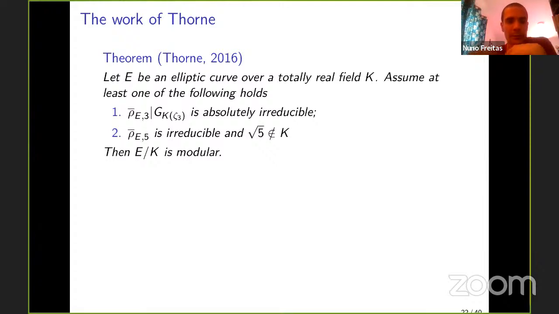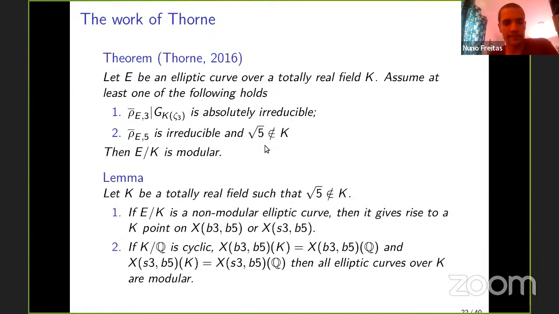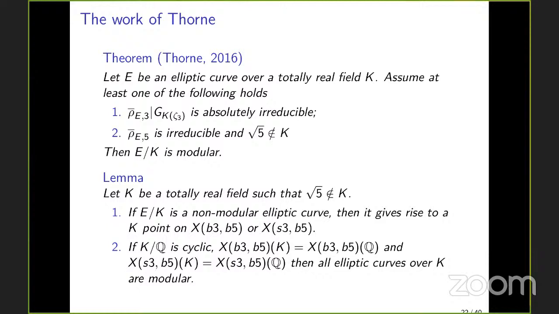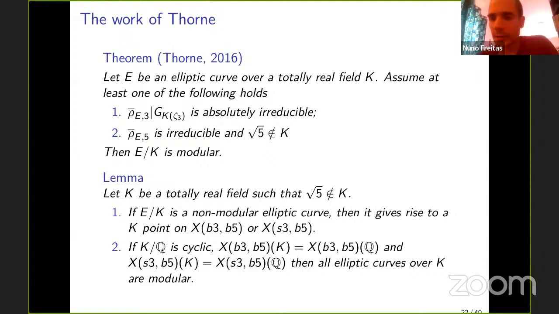Again, Thorne proved a modularity lifting theorem that is a technical statement, but when we replace everything by elliptic curves, it becomes simpler. In that case, we get this theorem. If E is an elliptic curve over a totally real field K, and at least one of the following 2 conditions hold: either the mod 3 representation has large image, or the mod 5 representation is irreducible and √5 does not belong to K, then the curve is modular. This theorem of Thorne actually replaces the previous theorem of Breuil and Conrad, or there are certain different applications. It covers an additional case.